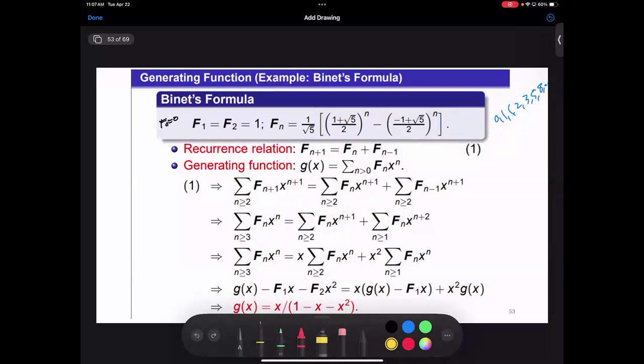How can I extract something from that? Well, over here, when you look at f_n x to the n plus 1, that's almost f_n x to the n. So why don't I just pull out a factor of x? And that's what's happening over here. We're pulling out a factor of x, and now we just have f_n x to the n. And over here, we have n minus 1 and n plus 1, so I want to pull out two factors of x. And so when you go through and do the algebra, you now get a line like this, where each term is almost the generating function. They're just missing a few terms in the beginning.